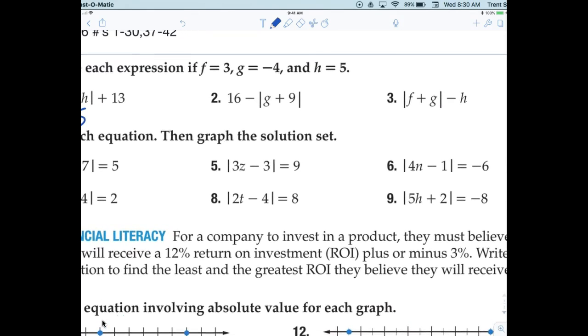All right, number 2. What would be g plus 9? 5, right? What's the absolute value of 5? Do not say negative 5. It's 5. The absolute value of 5 is 5, and the absolute value of negative 5 is also 5. All right, so absolute value just means that it's a distance. So again, this is the absolute value of 5. So 16 minus 5. 11. Somebody with me on this? Okay. So now, what's f plus g?